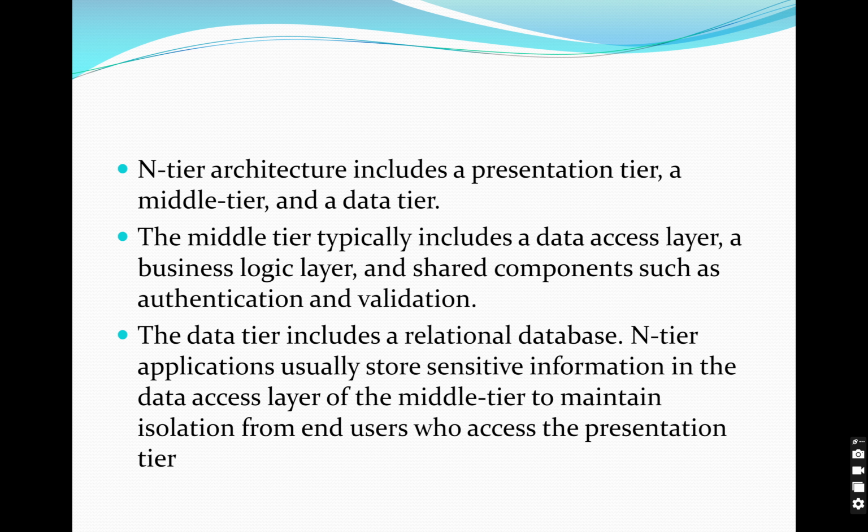We already discussed these things, but we can again go through this slide also. So the entire architecture includes a presentation layer, middle layer, and a data access layer. The middle layer typically includes the data access layer, business logic layer, and shared components such as authentication and validation. The data tier includes a relational database. N-tier applications usually store sensitive information in the data access layer of the middle tier to maintain isolation from the end users who access the presentation tier.